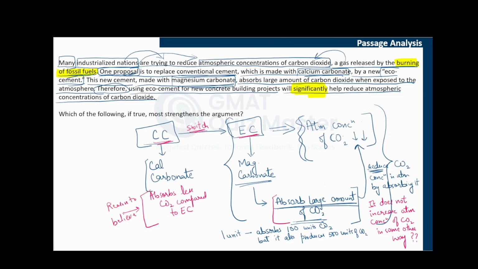What if conventional cement also absorbs almost equivalent CO2, or it absorbs maybe more CO2 than eco cement? In that case also, our conclusion will not be valid. So with these logical gaps, let's proceed to updating our bridge analysis.